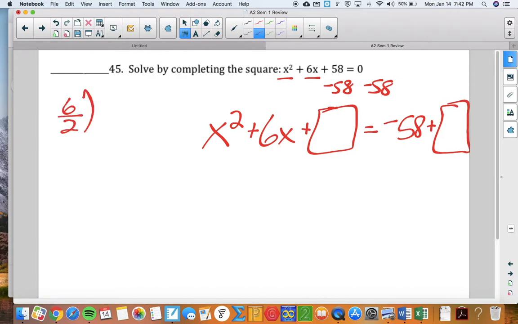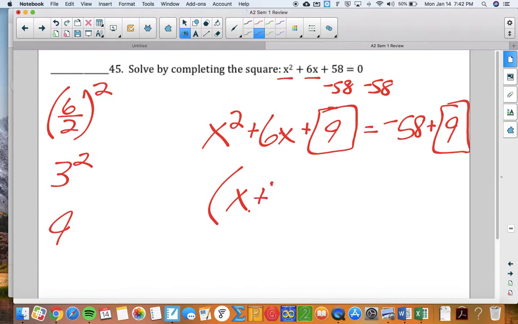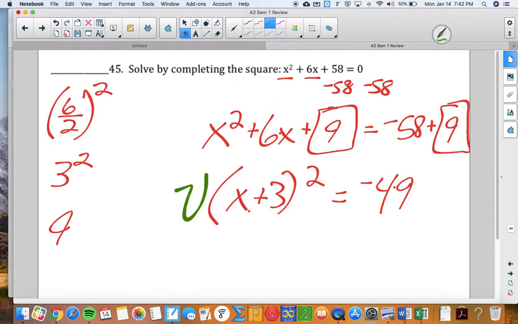We're going to take 6 divided by 2 and then square it. So we get 3 squared, which is 9. So I'm going to add 9 to both sides. So I get, when you factor this right here, you get x plus 3 times x plus 3, which is x plus 3 squared, equals negative 49. Now you can solve this equation by square rooting.